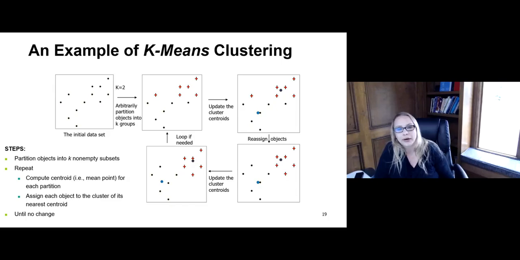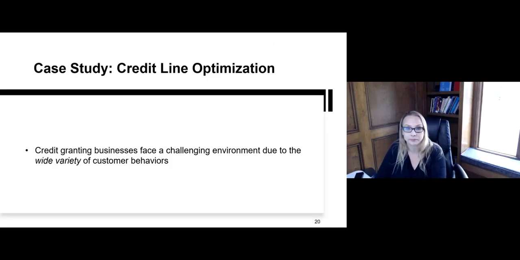So again, we're going to partition the objects into a number of non-empty subsets equal to our value of K, and then begin to compute our centroids, which are the mean points for each of the partitions, and then assign each object or observation to a cluster of the nearest centroid until there's not any more change. And then at that point, we say that we've reached the convergence of the algorithm.